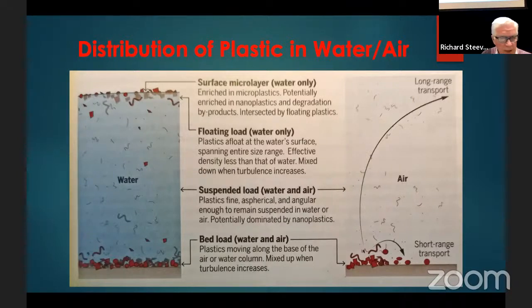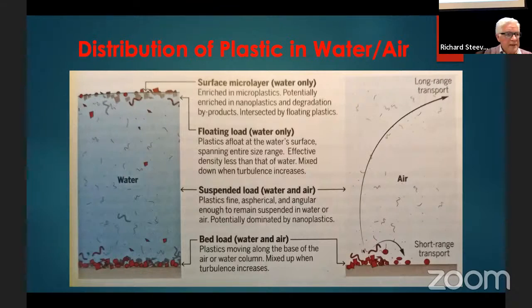And these are very fine plastics. Some are spherical, some aspherical or angular, but they're of a size that they can remain suspended in the water or even float up into the air, and potentially dominated by nanoplastics or very small ones. And then, of course, you have the bed load, either in water and air.